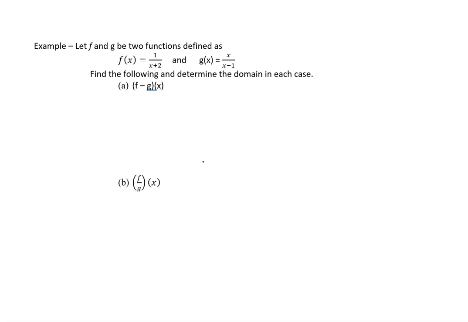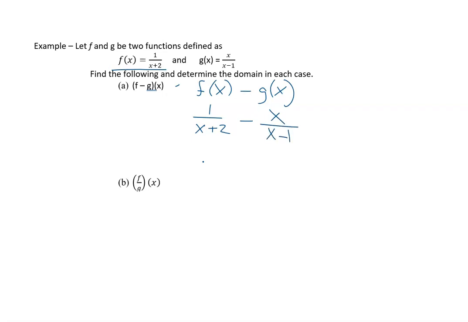So let's start by finding f minus g. Well, remember by definition, f minus g of x is just f of x minus g of x. In this case, f of x is defined to be 1 over x plus 2. So we're going to replace f of x with 1 over x plus 2, minus g of x, which is x over x minus 1.